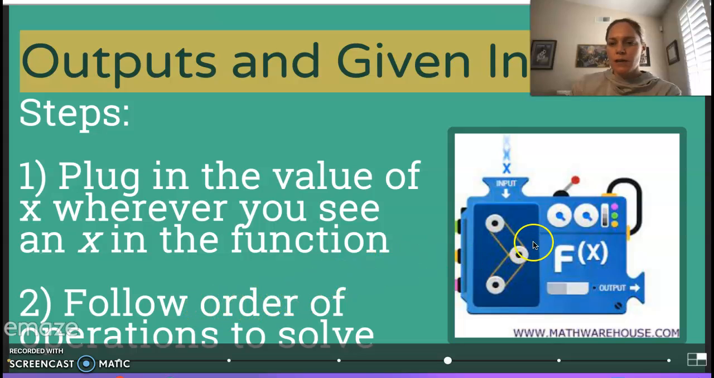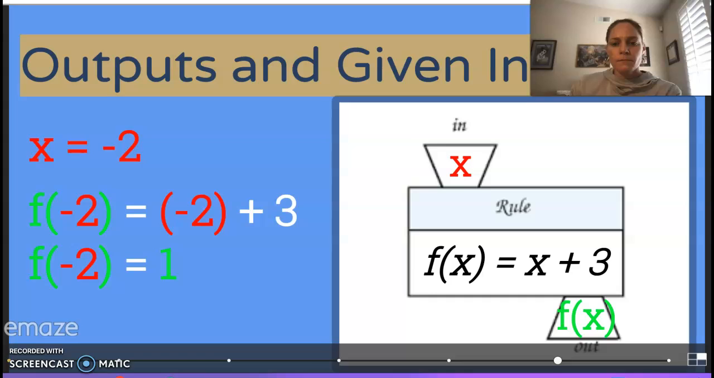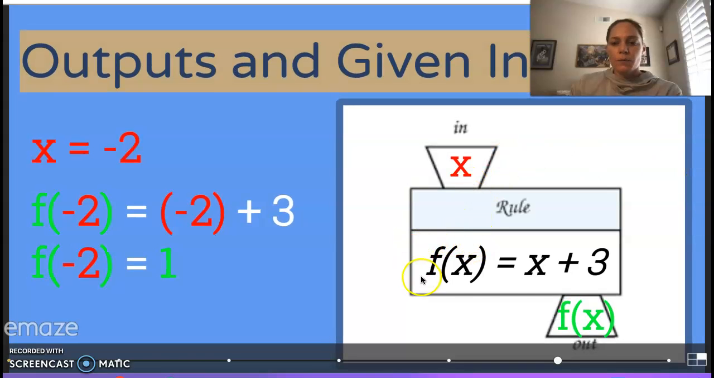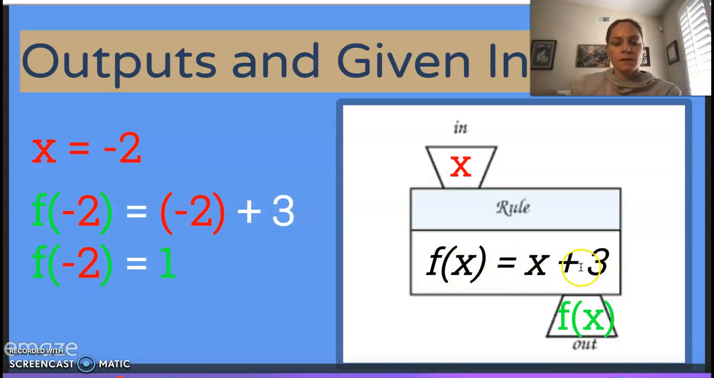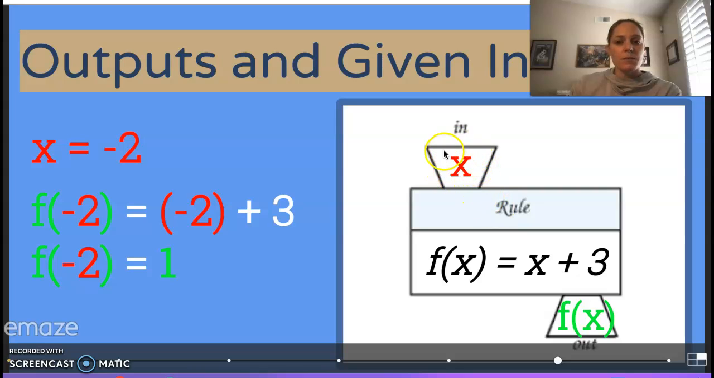Okay, so let's take a look at one example. Right here, we've got our rule, or our function is f of x is equal to x plus 3. So again, our input is going to be whatever we plug in for x, and our output will be our f of x, or our function for when that value does equal a specific x. So we take a look at an example. We have x is equal to -2. So what does our function equal when x is -2?